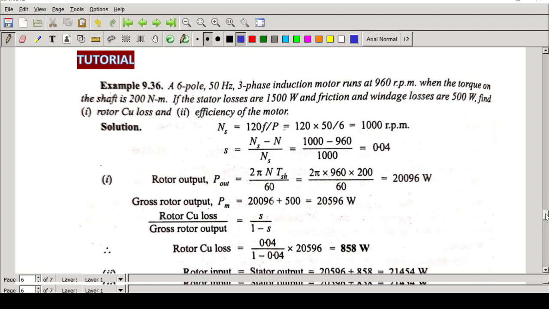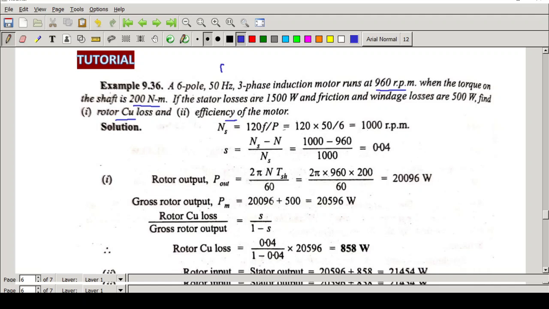Now just go through this question. A 6-pole 50 Hz 3-phase induction motor runs at 960 rpm when the torque on the shaft is 200 Newton meter. If the stator losses are 1500 watts and friction and windage losses are 500 watt, we have to find the rotor copper loss and efficiency of the motor.